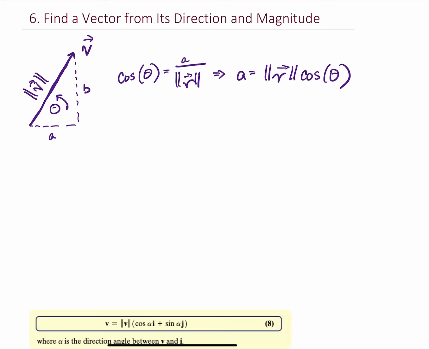So let's do the same thing for b using the sine. We can say the sine of theta is the opposite side over the hypotenuse, so b over the magnitude of v, which means that b is equal to magnitude of v sine theta.